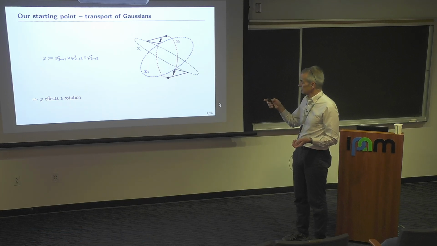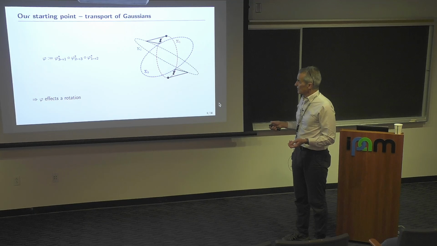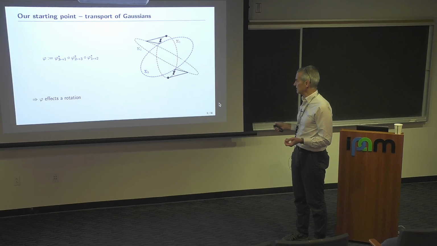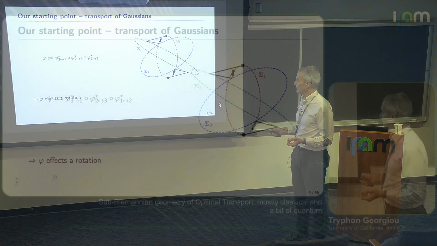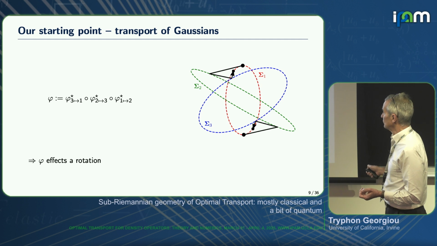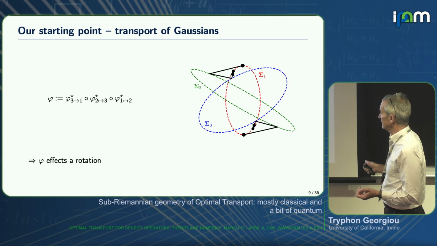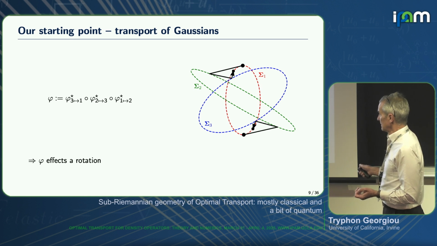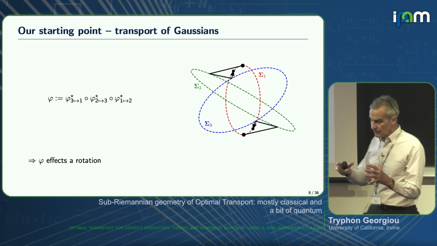So this is, again, I don't want to belabor the point, a transport of Gaussians. So these ovals represent equiprobability circles. If you start with, let's say, the red, you have a particle here, and the Monge map will bring it here, then it will swap it to this position and then back again. So you effected basically a rotation. And you can think of that.